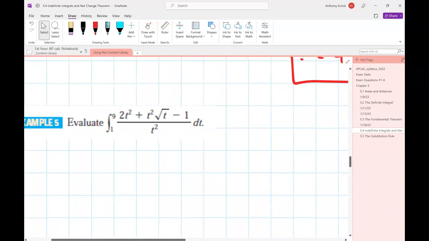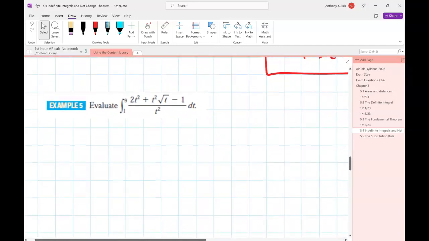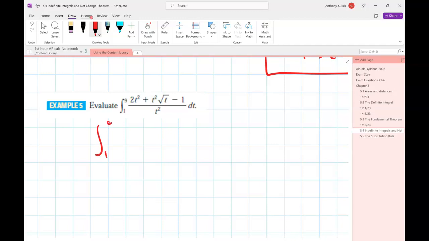What about this one here? It's like, whoa, that looks like a quotient, Mr. Kulik. I don't know how to do a quotient integral yet. Yeah, you just write this as three separate fractions, right? So this is really the integral of 2 plus square root t minus 1 over t squared. Everybody agree with that? If I do the division.